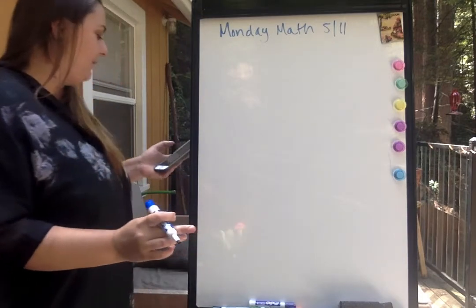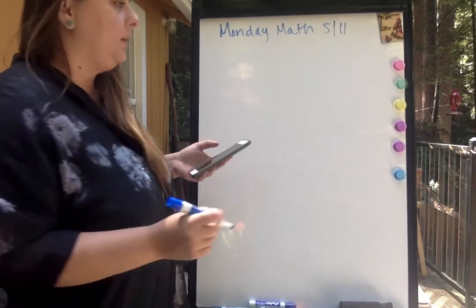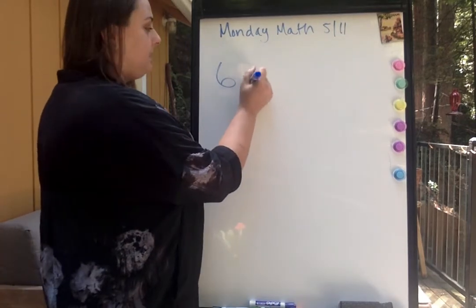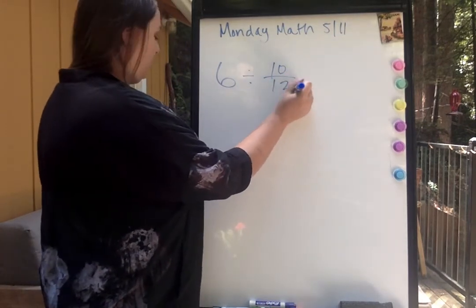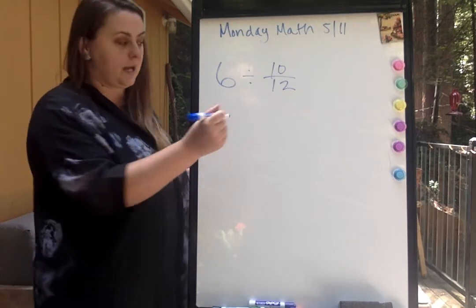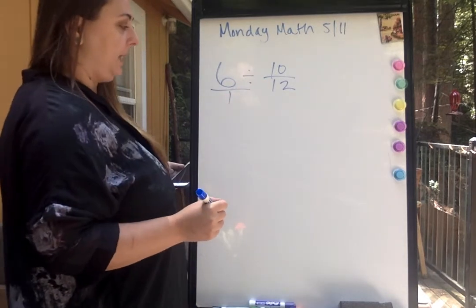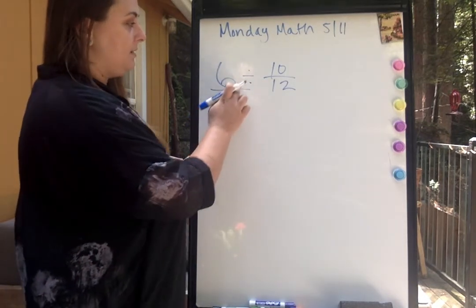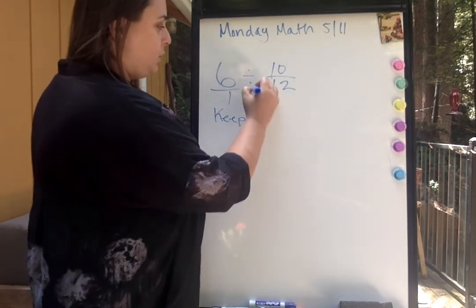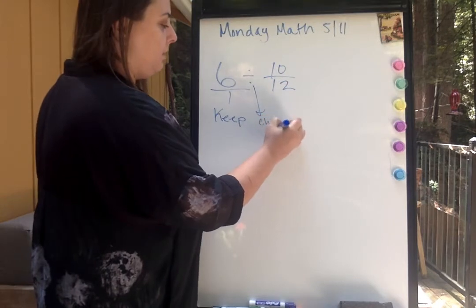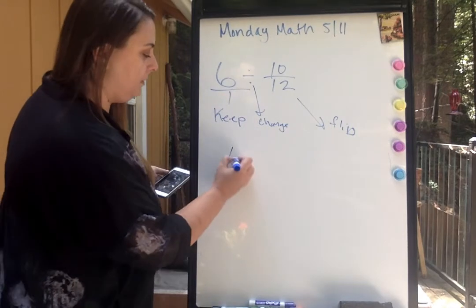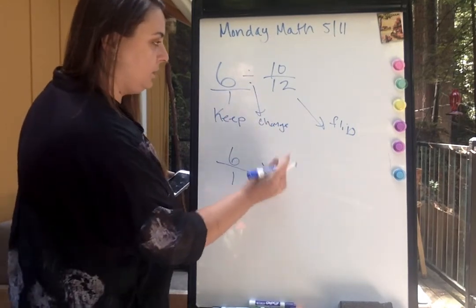We're asked now to find the quotient for our last problem. Remember, quotient is going to tell you division. So this has a big 6 divided by 10 twelfths. The first thing you want to do is turn your whole number into a fraction, and you always do that by just putting a 1 underneath it. Okay? So we have 6 ones divided by 10 twelfths, and we're going to change the symbol, and we're going to flip that fraction. So keep, change, flip.